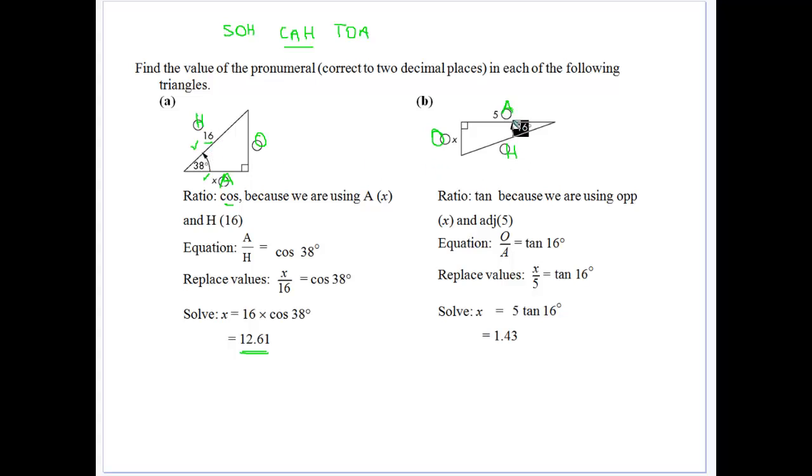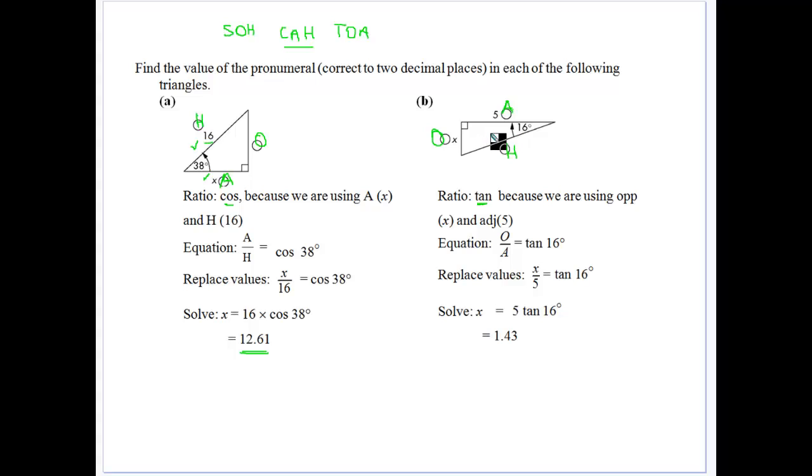In this one, we've got the opposite side and we've got the adjacent side to 16 degrees, so that's why we're going to use the tan ratio. So we set up the opposite on the adjacent equals tan 16, so do our replacement, multiply through by the 5, gives us 1.143. Now that sounds reasonable as well.